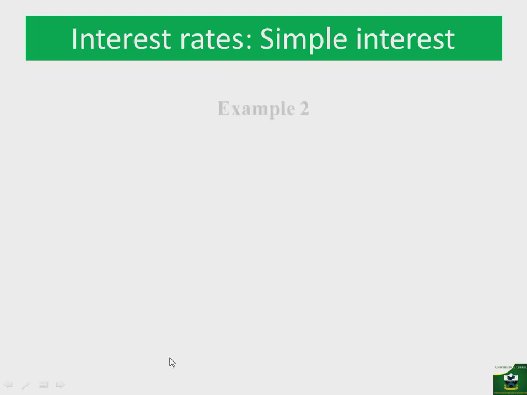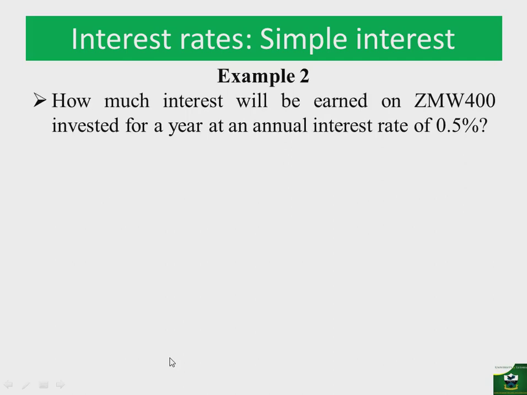Okay, so let's look at example 2. How much interest will be earned on 400 kwacha invested for a year at an annual interest of 0.5%? Now, here there are many errors that people make because you may be forced to look at this value here, the 0.5%, and think it's 0.5 and then multiply by the principal, which will be wrong. So make sure that when you're solving such a problem, you divide 0.5 by 100, and this will give you the actual 0.5%. Let's get the solution.